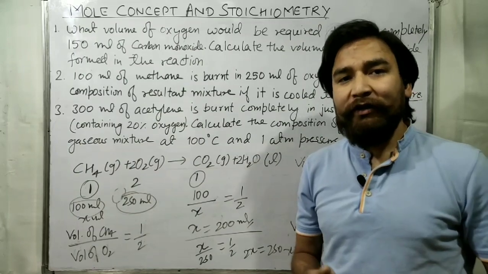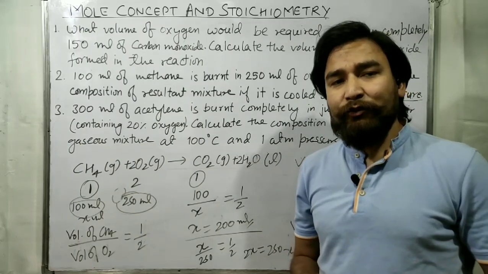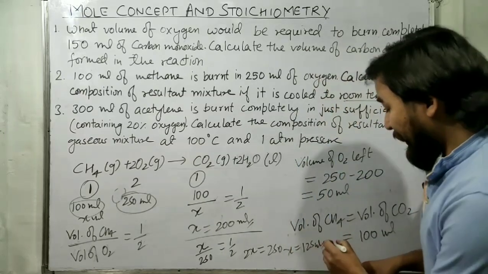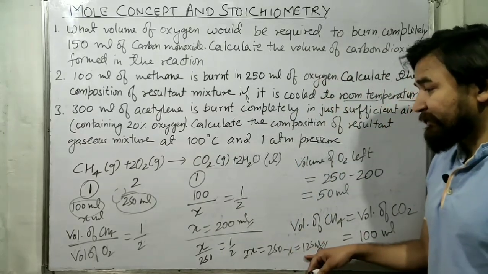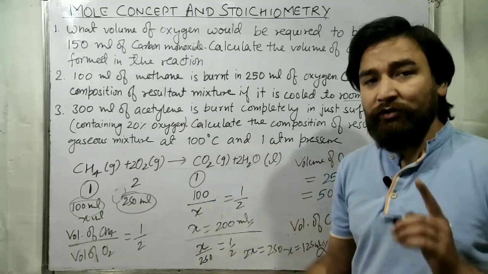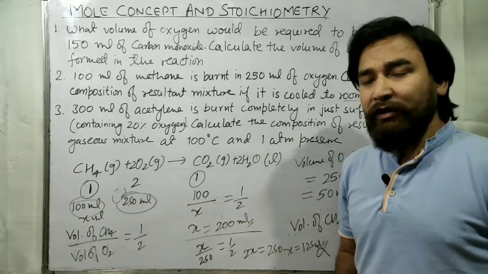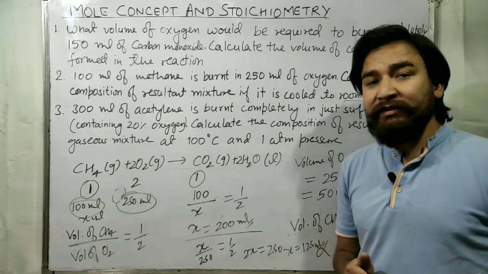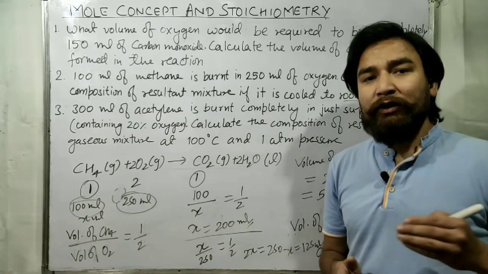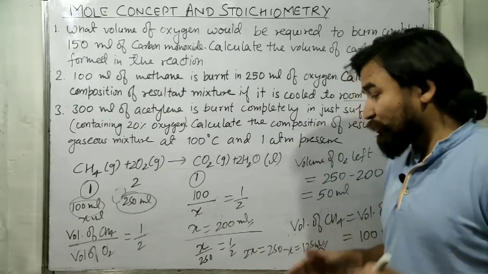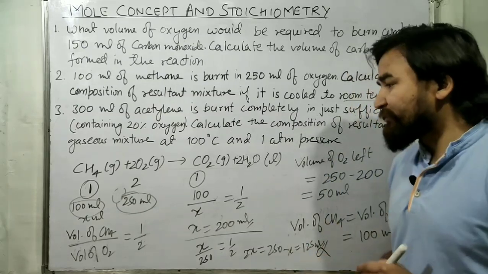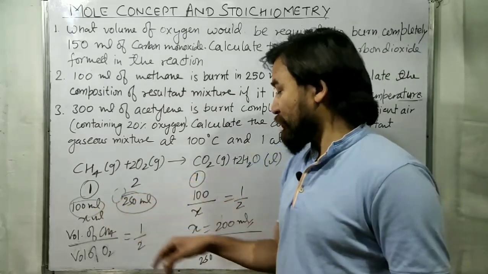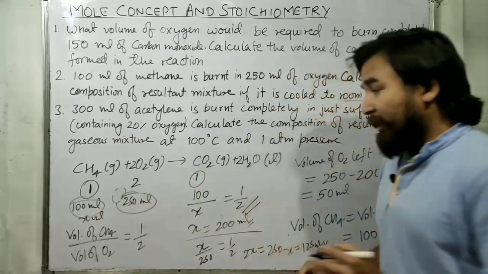But we only have 100 ml of CH4. So we cannot have 125 ml of CH4. So we have to neglect this condition. We can only take this condition. So you have to remember this: if the amount of any substance exceeds the given amount, you cannot take that amount because you don't have that amount. We don't have 125 ml of methane here. We only have 100 ml of methane here. So we will take this condition.